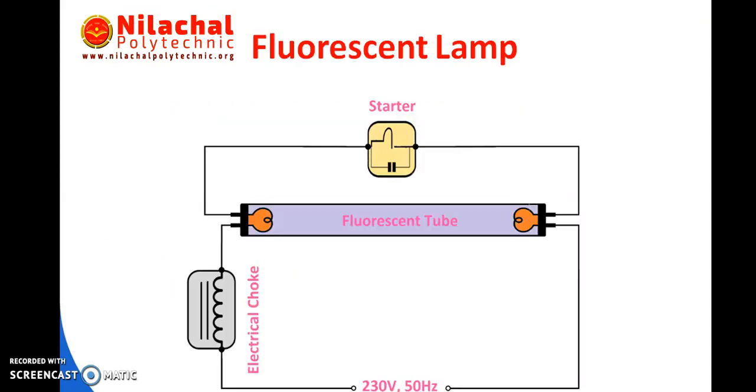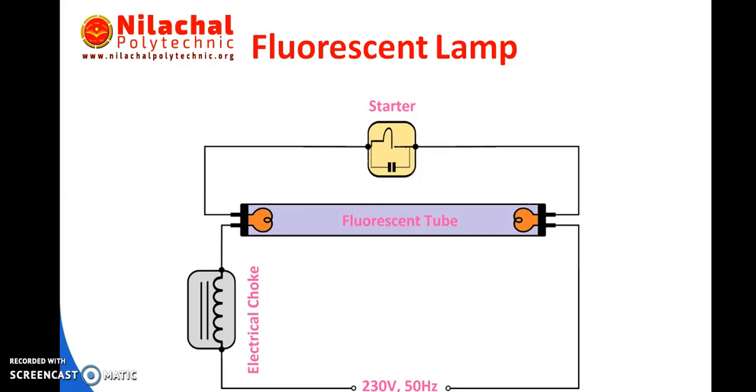What is this fluorescent lamp? See here, it is visible, and it is the diagram of the fluorescent lamp. Okay, clear? Here you can see this is a fluorescent tube, and an electrical choke is present and a starter is present.